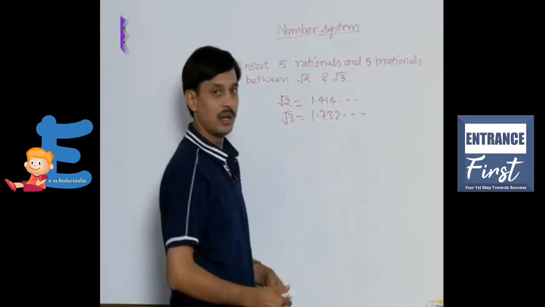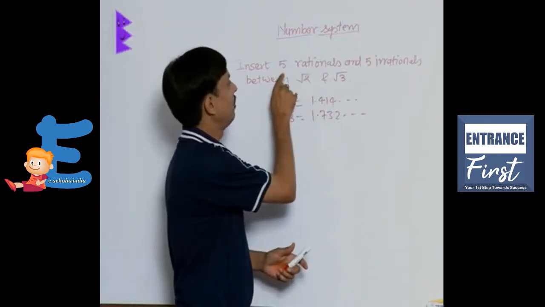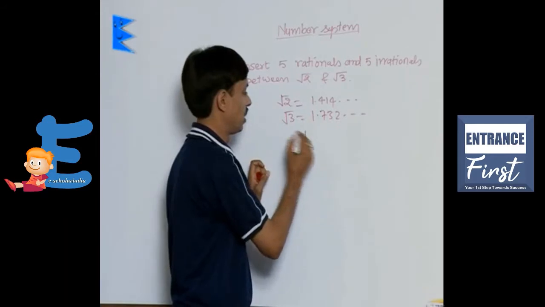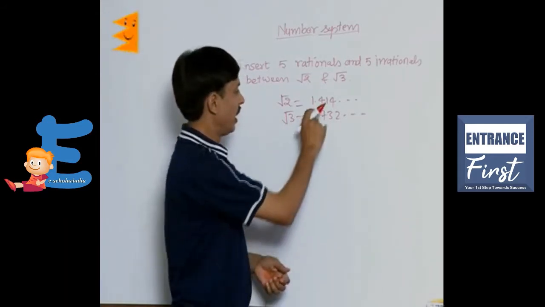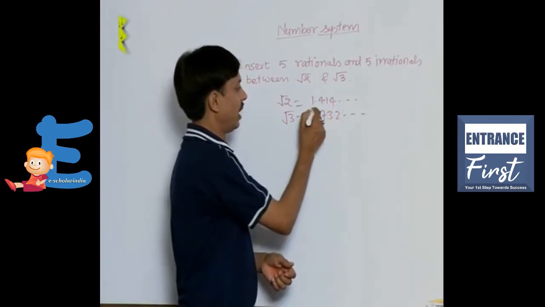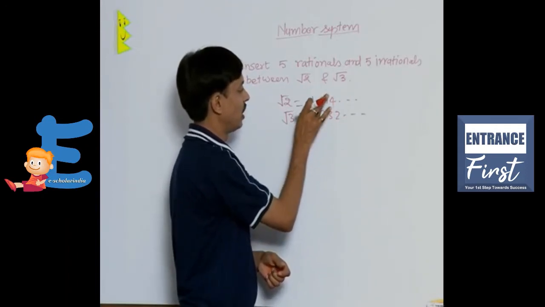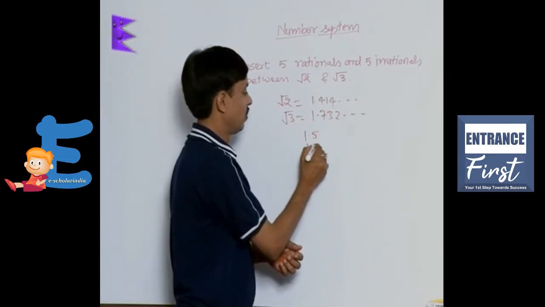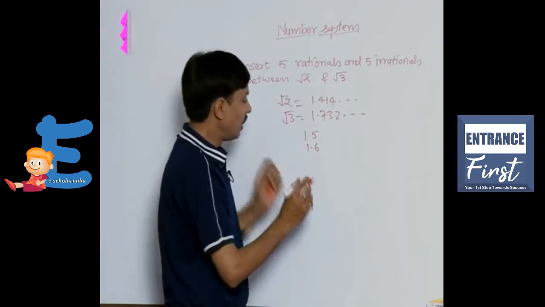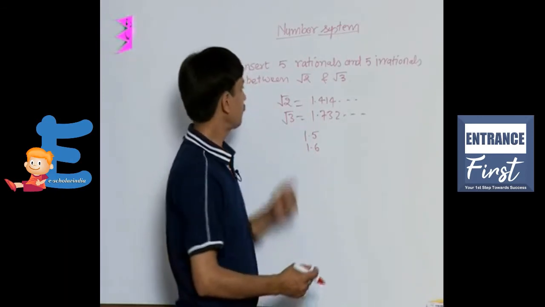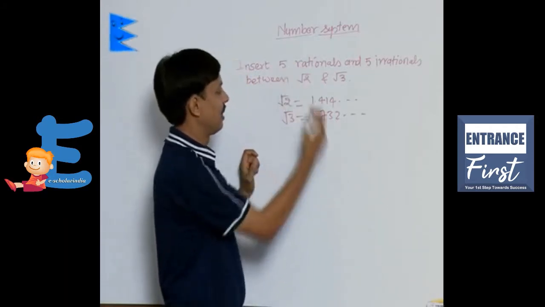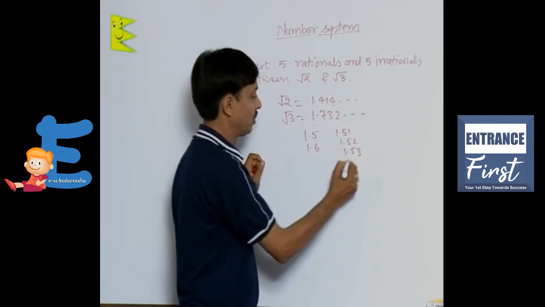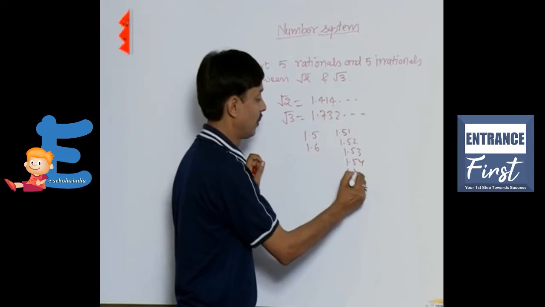Now the question is how to write 5 rationals. You see it is 1.4, it is 1.7. So you can see between 1.4 and 1.7, you can say it is 1.5, 1.6. If you want to write rationals, you can write 5 rationals like this: 1.51, 1.52, 1.53, 1.54, 1.56.